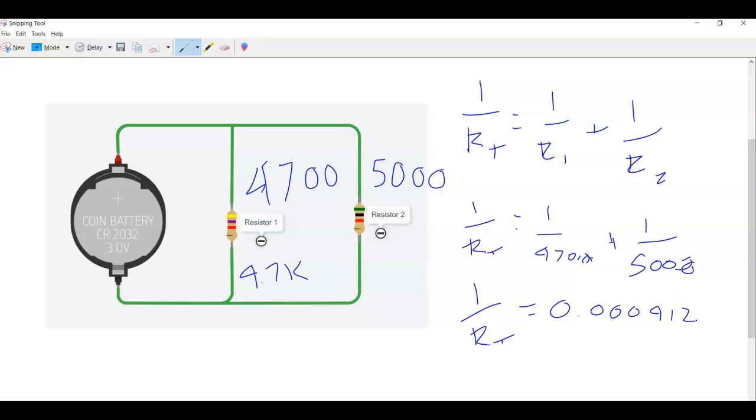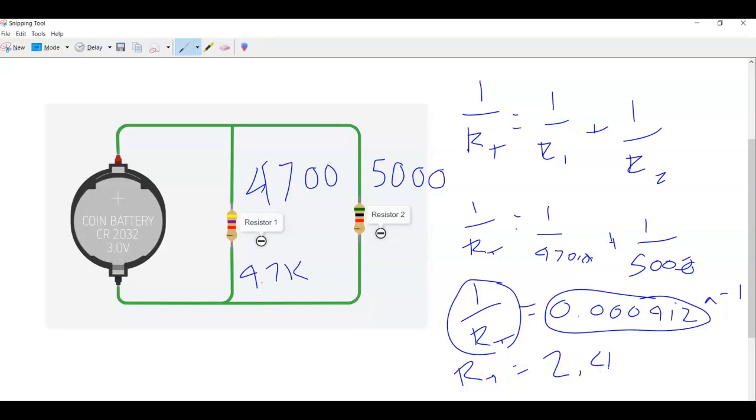Okay, so again, if you take this number here, and if you raise that to the -1, that's going to basically solve for this side of the equation here. So when you take that number and you go to the -1, resistance total is equal to 2,422 ohms. Running out of space here, so I'm going to erase a little bit on the top. So 2,422 ohms.